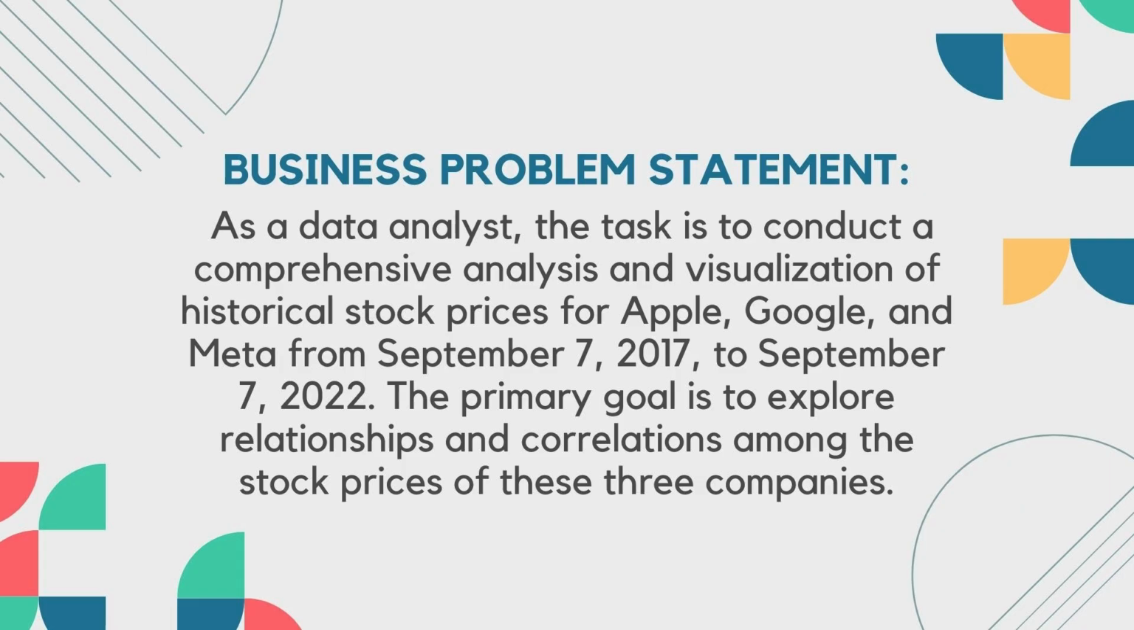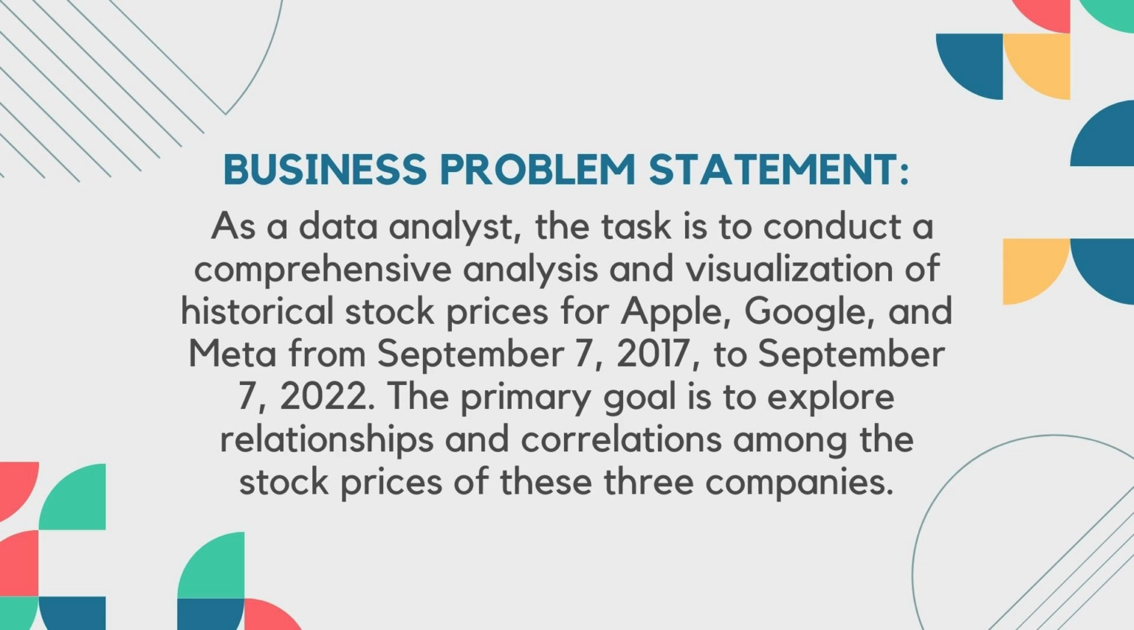In this project, we analyze a dataset of Apple, Google, and Meta stock prices. Firstly, we can see the relationship of Apple, Google, and Meta stock prices with each other, and secondly, we can do a year-by-year analysis of these three companies. This dataset is from 7 September 2017 to 7 September 2022.